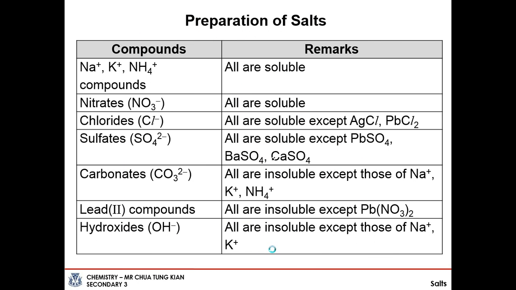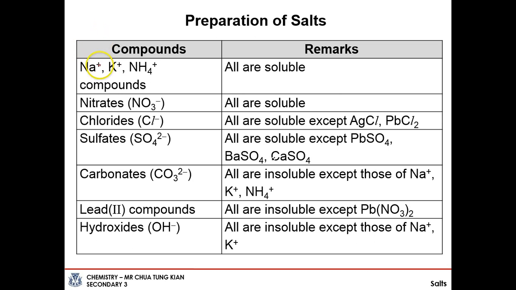Alright, the next thing that we need to know before we can start preparing salts is what kind of compounds are soluble. This table actually appeared before in acids and bases, because you need to know what products formed are soluble or insoluble, so you can write the state symbols. So this table has been learned before. If you forgot, please revise.